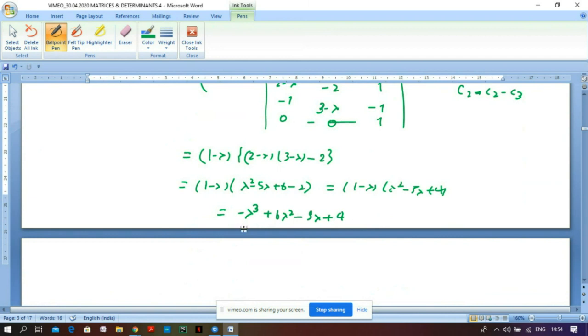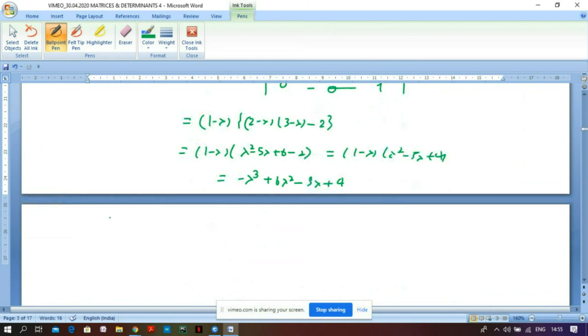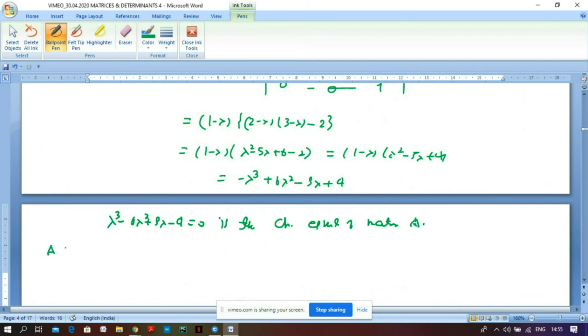So I get this characteristic polynomial in lambda. If I turn it around, I'll say that lambda cubed minus 6 lambda squared plus 9 lambda minus 4 equal to 0 is the characteristic equation of matrix A. Now we know that matrix A will satisfy it. That is known by the Cayley-Hamilton theorem. And so it implies that A cubed minus 6A squared plus 9A minus 4, don't forget the I, equals 0.